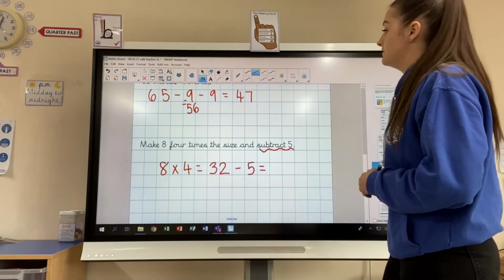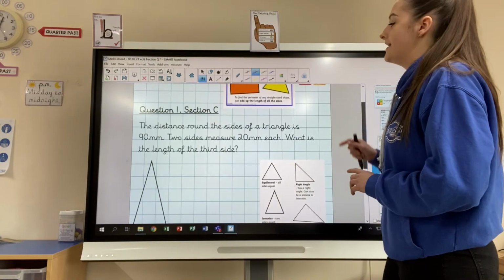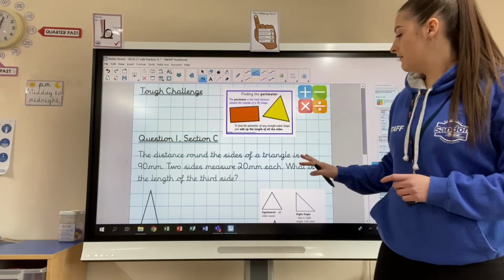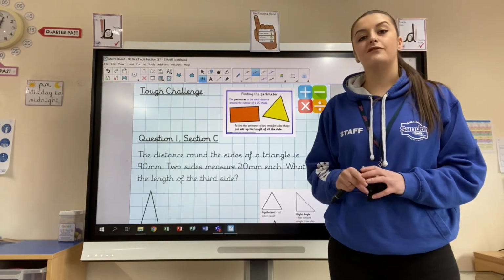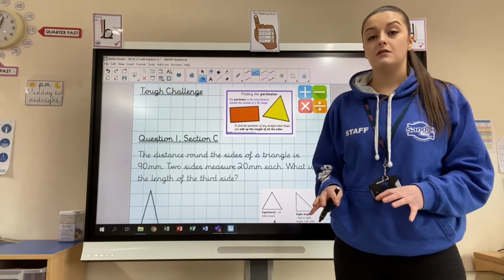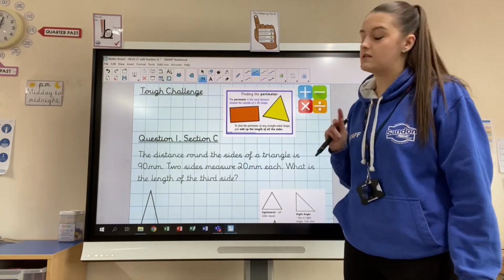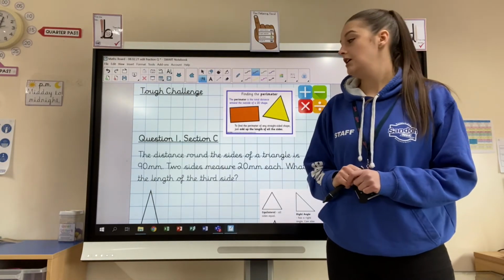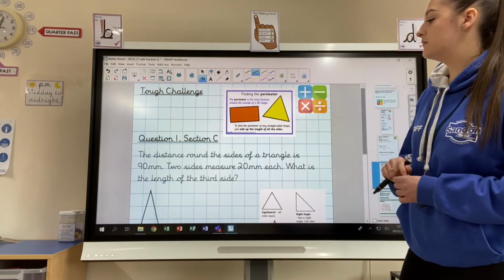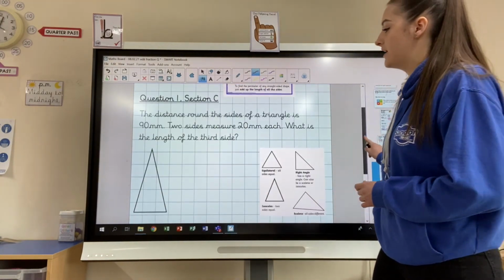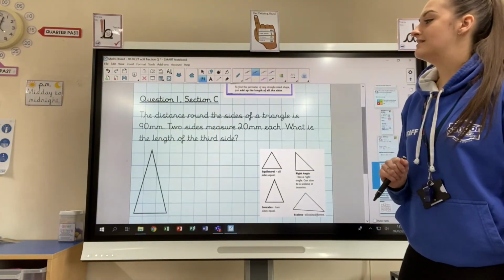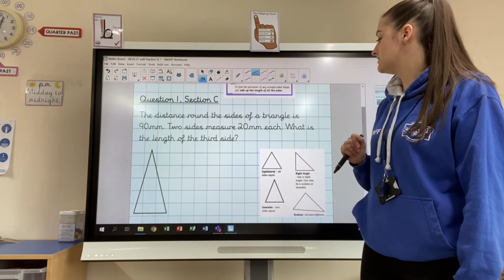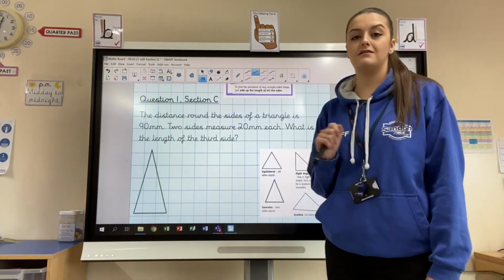So in your tough challenge today, you'll see for question 1, section C, you've got another perimeter type question, but we're going to have a look at it together because this time it's involving a triangle, okay? So you might want to pause the board, make sure you're ready to complete your tough challenge, and we can go through question 1 on section C together. So it says the distance round the sides of a triangle, so there's my triangle, my three-sided shape, is 90 millimetres. Two sides measure 20 millimetres each. What is the length of the third side?